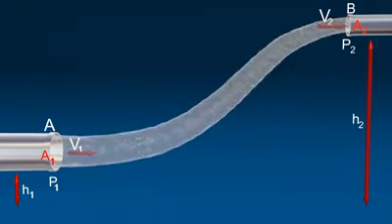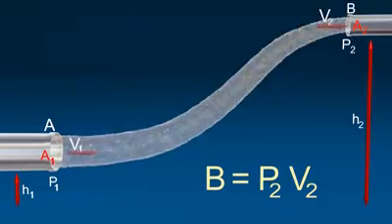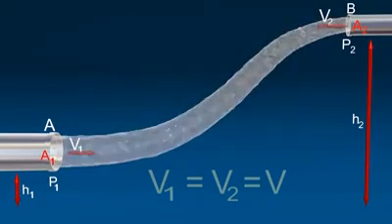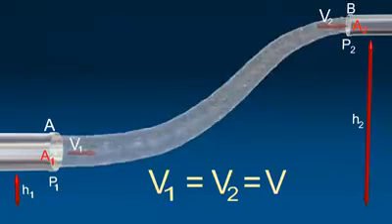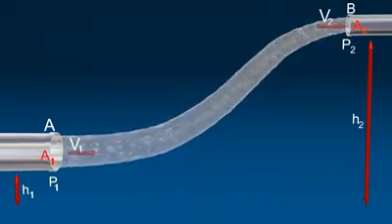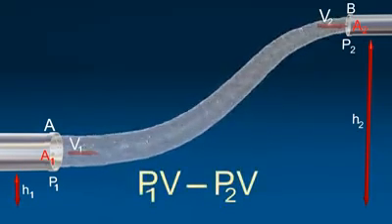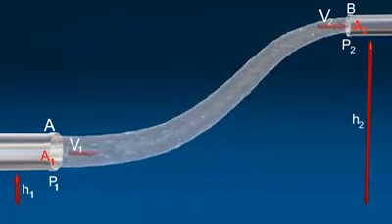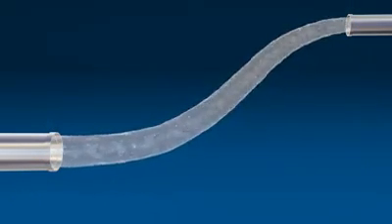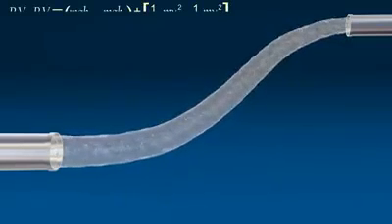Now, the work done per second on the liquid at section A and at section B, V1 equals V2 equals V, by the equation of continuity. Net work done equals P1V minus P2V. The net work done per second equals the increase in potential energy and kinetic energy per second from A to B, according to the law of conservation of energy.